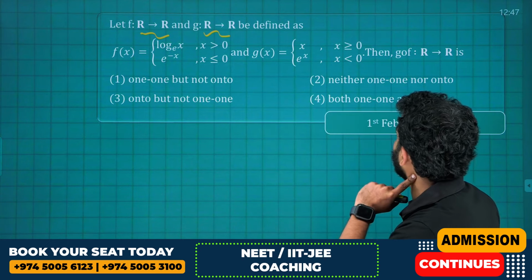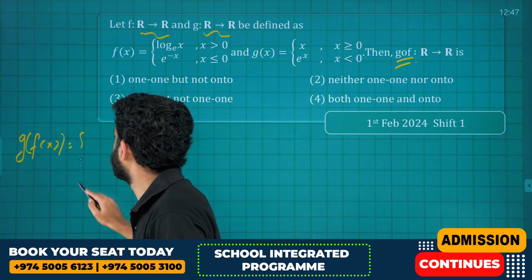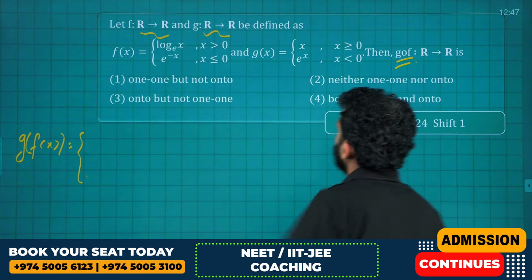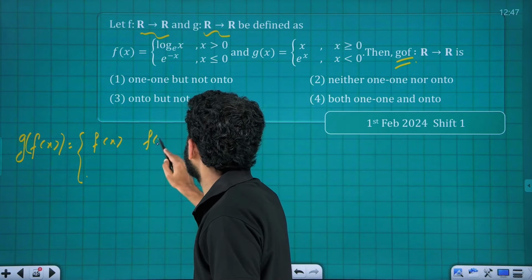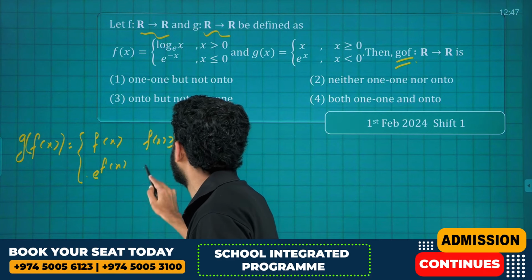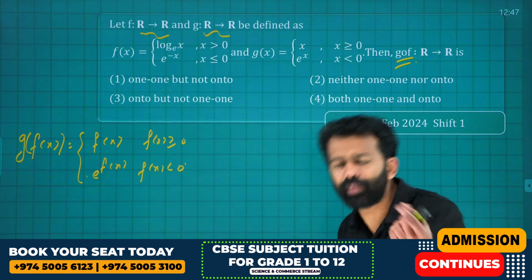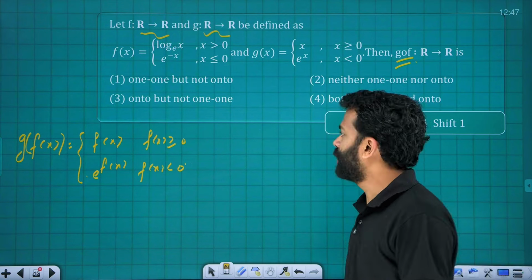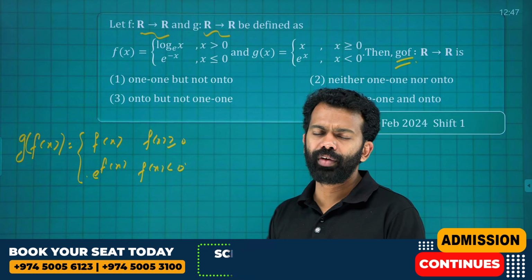And we need to find g of f. We can directly write that here. What is g of f? That is g of f of x. What is g of f of x? That is f of x when f of x is greater than or equal to 0, and e raised to f of x when f of x is less than 0. What is our next step? We need to find the values for f of x greater than or equal to 0, and f of x less than 0.